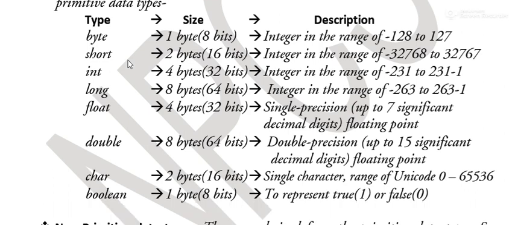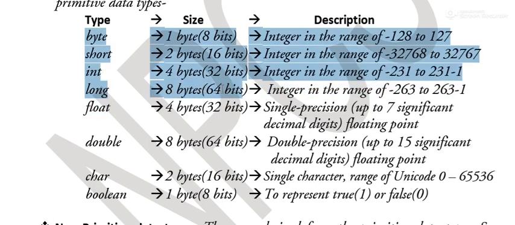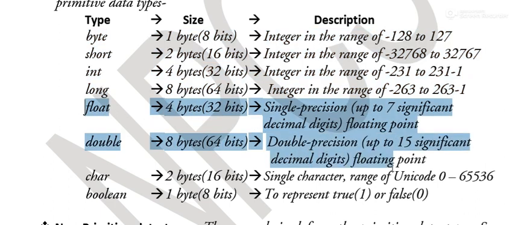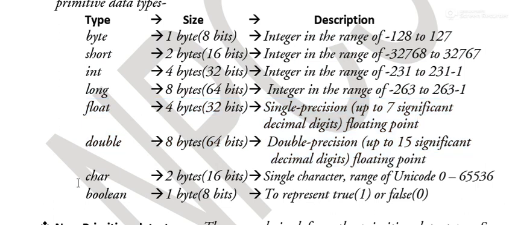There are 8 primitive data types: byte, short, int and long. These 4 are for integers, to store integer data in different ranges. To store decimal point data, we use float and double. To store a character, we use the char data type. And to store true, false or yes, no, we use the boolean data type.